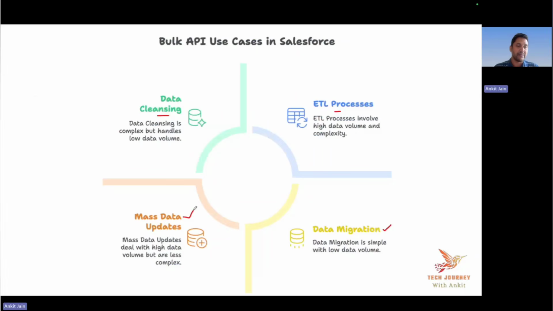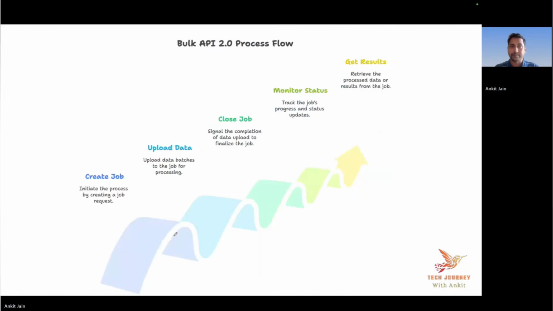And the last one here is the mass data update. Mass data update means in case you have to perform operations on a bulk number of records. When I say operations, it means either insert, update, delete, upsert, or you have to even export the mass number of records, then definitely the bulk API is the option to go for.